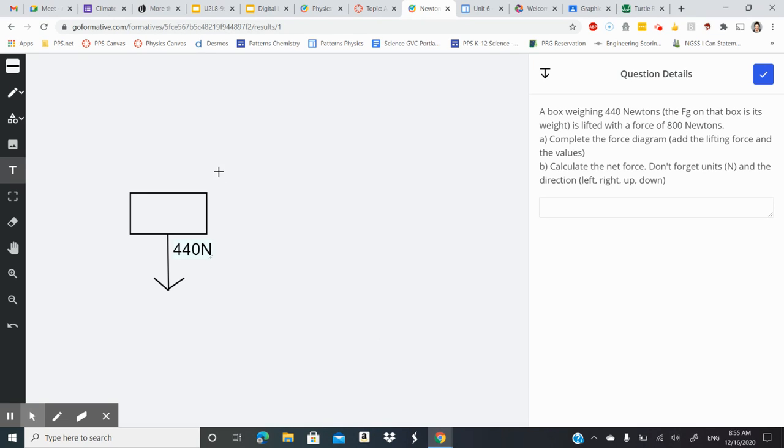So I will go ahead and add 440 newtons. And then it has an upward force of 800 newtons, right? And 800 is more than 440. So I'm going to draw this one with a larger magnitude. And that was 800 newtons. So I'm done with part A. Now I'm going to say 800 minus 440. I'm just going to go ahead and do this on my calculator now. 800 minus 440 equals 360 newtons. And the direction for this one is up.